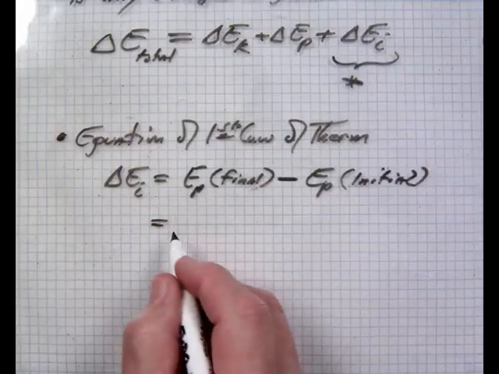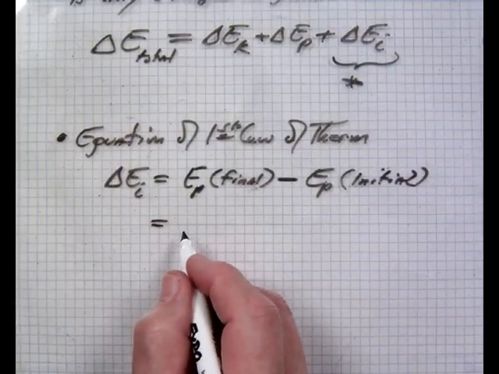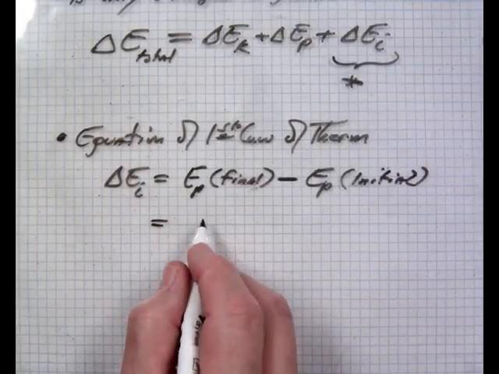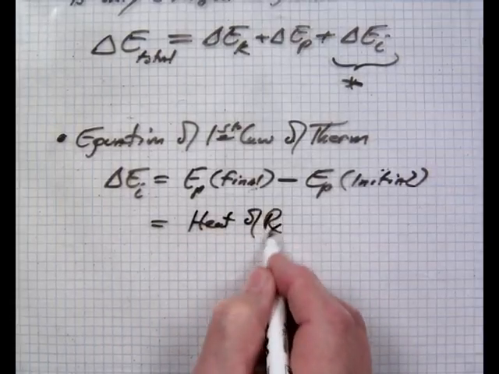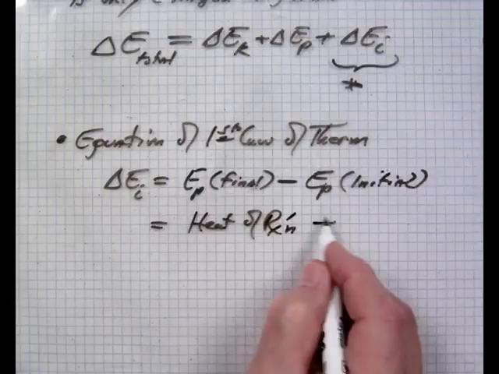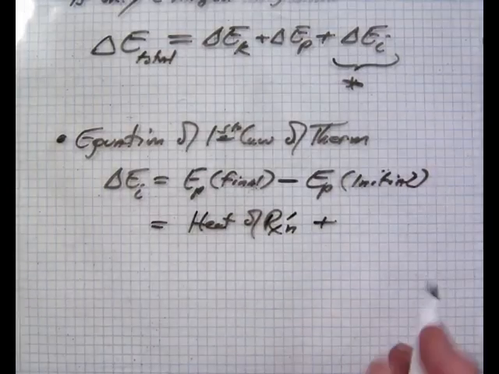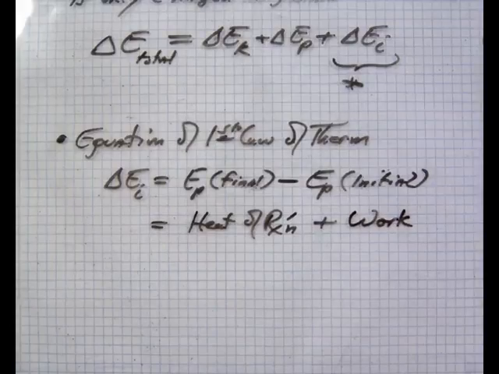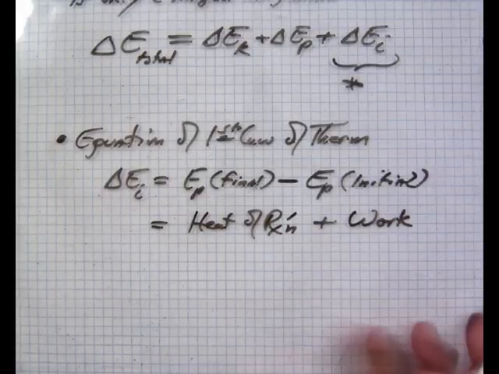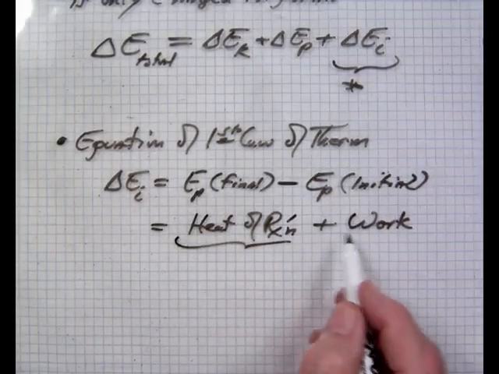From this, it grows the first law equation as heat of reaction plus work. Work of the reaction on the surroundings, or the surroundings on the system, with just two terms.